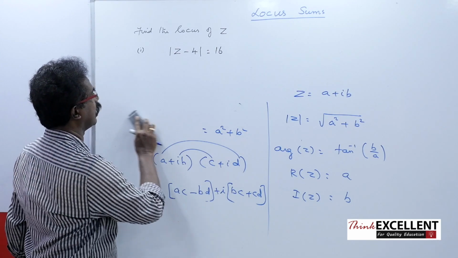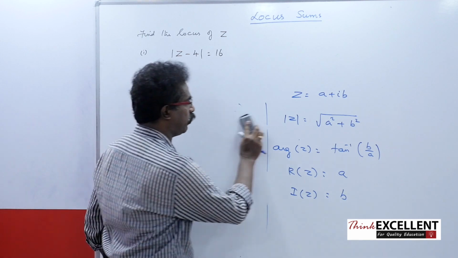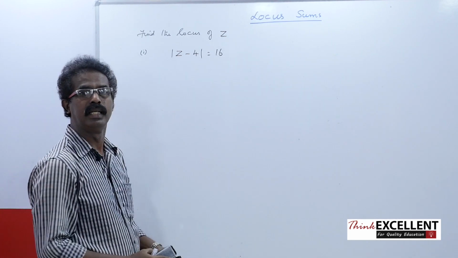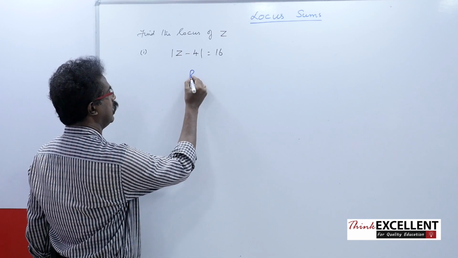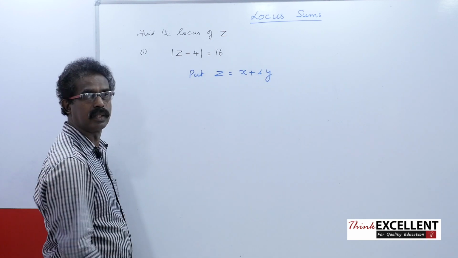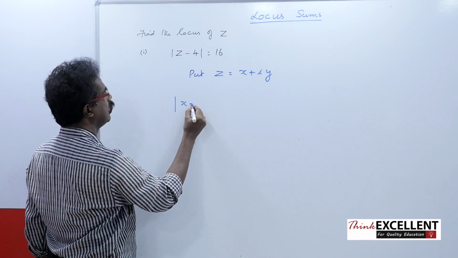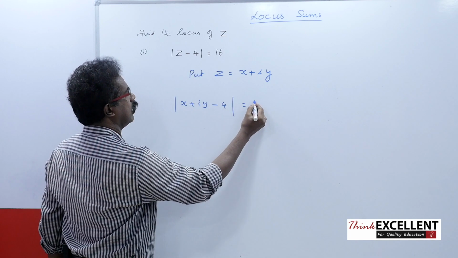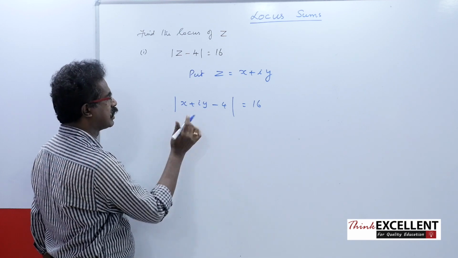The first sum I have taken is modulus of z minus 4 is equal to 16. In any sum in locus, first you put z equal to x plus iy. Substitute here in the modulus: for z you write x plus iy minus 4 equal to 16. Now write this in standard form.